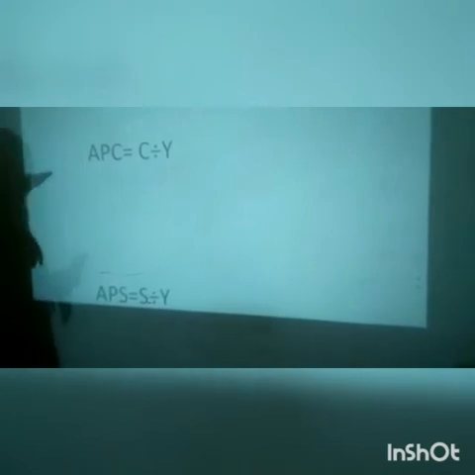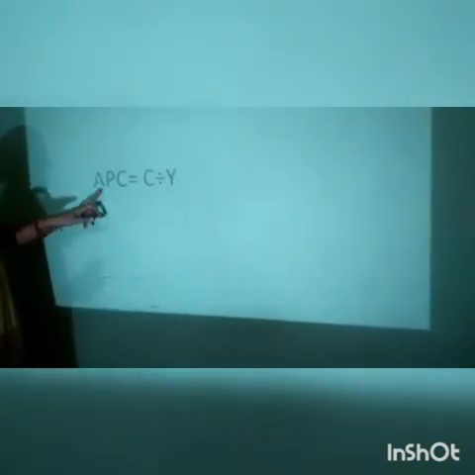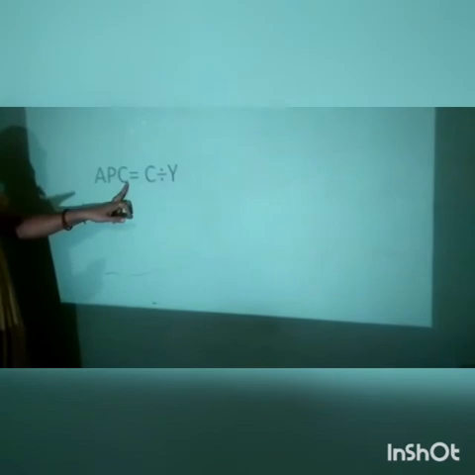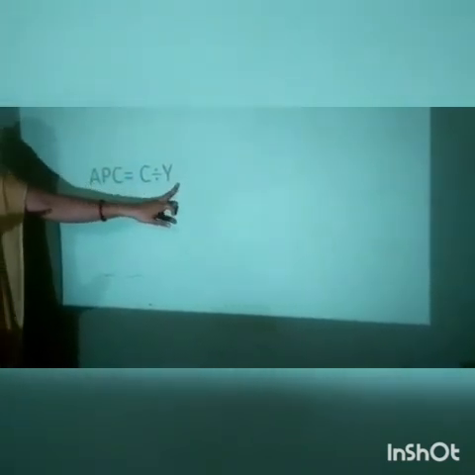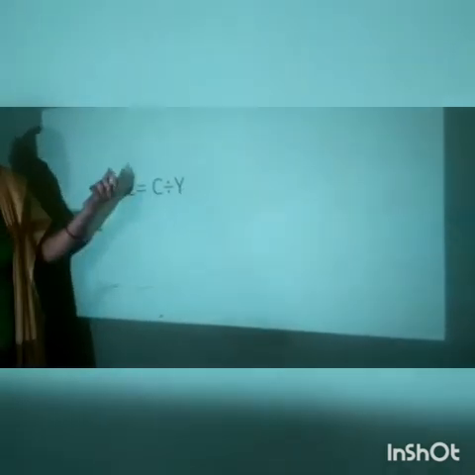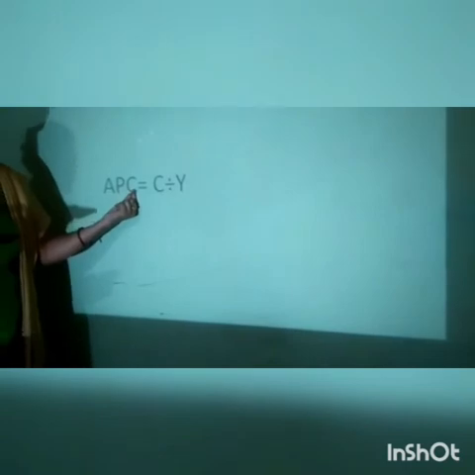Next concept is of average propensity. Average propensity to consume and average propensity to save. Average propensity to consume is generally calculated by dividing the exact consumption by the exact income. Here we do not take additional consumption or income. Here we take the exact consumption at the exact level of income. Means the consumption per unit of income is known as average propensity to consume.